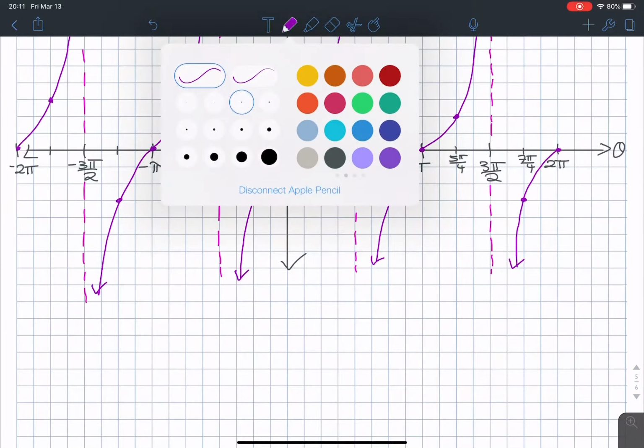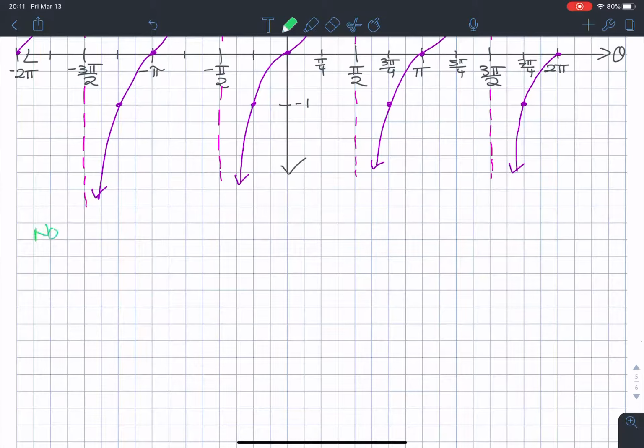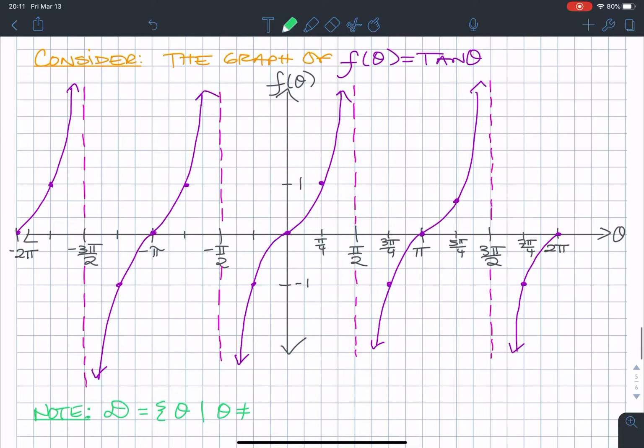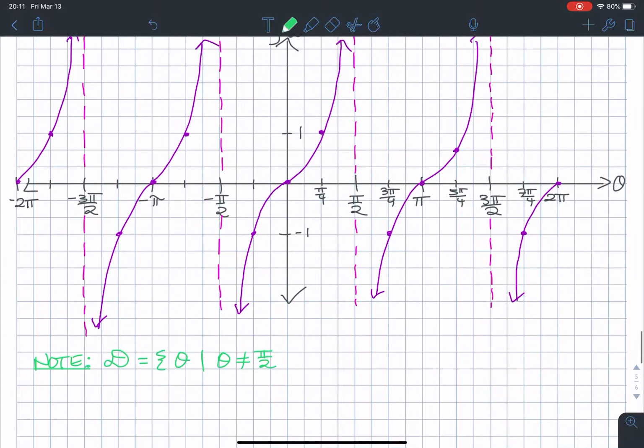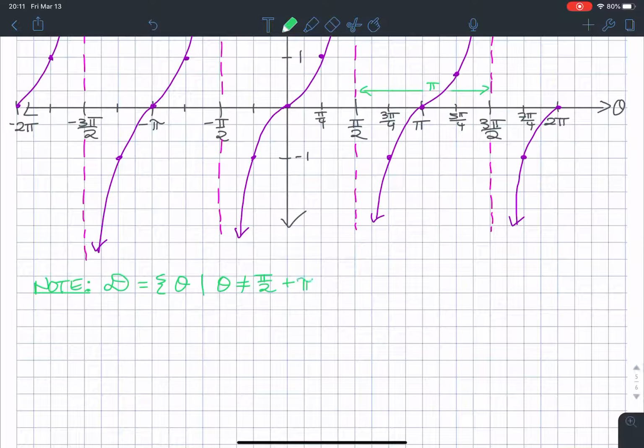Okay, so let's note something about the domain and the range and the period here. The domain has to exclude all values of theta for which the denominator is 0. That is, for which cosine is 0. So cosine is 0 on the y-axis, that is north and south, so that's pi over 2. And it looks like the distance between any 2 asymptotes here is pi units. So I'm going to add pi times any integer, positive or negative, k. So those are the exclusions to the domain.